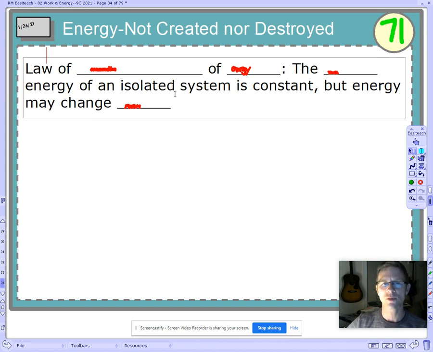Pause the video and try to guess what this law is called. Law of something of something. Law of conservation of energy. It's the total energy. Total energy is going to be conserved. Conserved. Not going to change. It's going to be constant.